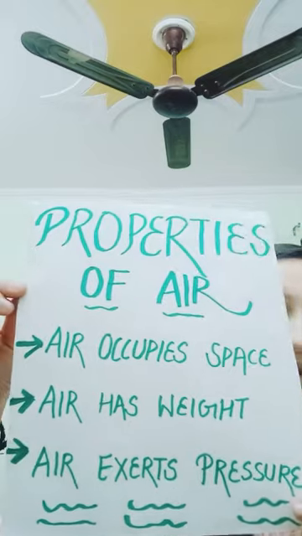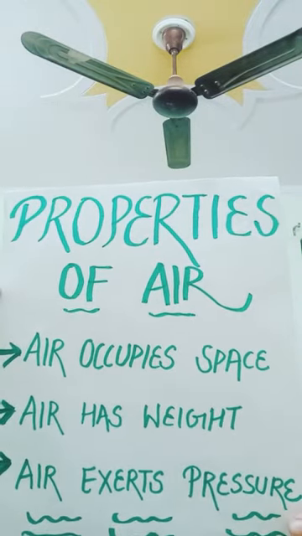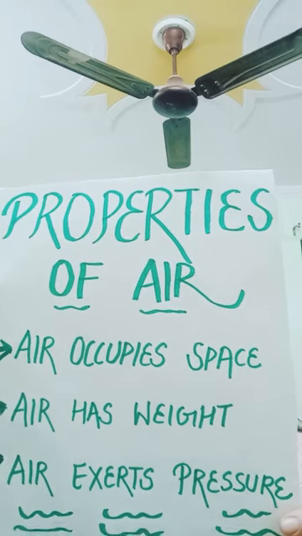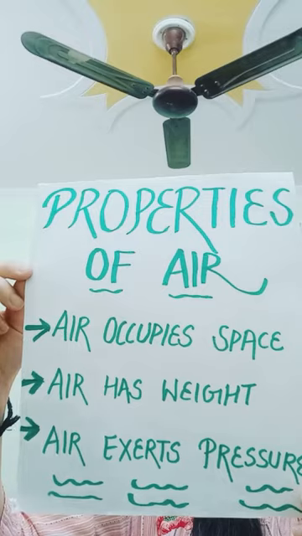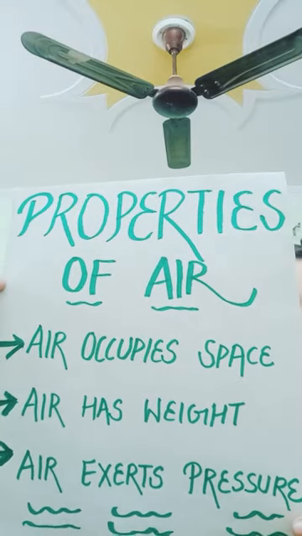Okay students, so let's start with our topic, properties of air. Here you can see three different properties of air. First one is air occupies space. Second one is air has weight. And third one is air exerts pressure. And we'll discuss each one of them in a very detailed way. So let's first begin with air occupies space.